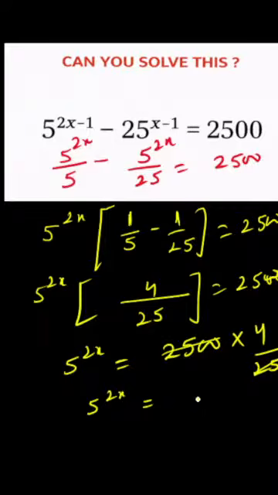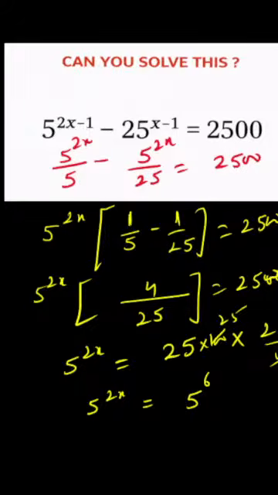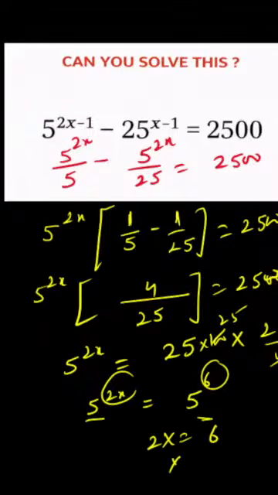Is it 400? Yes, let me just check. No, just this is going to be 25, sorry. This is 4. So I'll be having 25, 25, 25. This 2500 can be written as 25 into 100. This 4 will get cancelled out with 25. I have 25 cube, which means 5 raised to power 6. So bases are same. We can equate the powers. So 2x is going to be 6 and x is going to be 3.